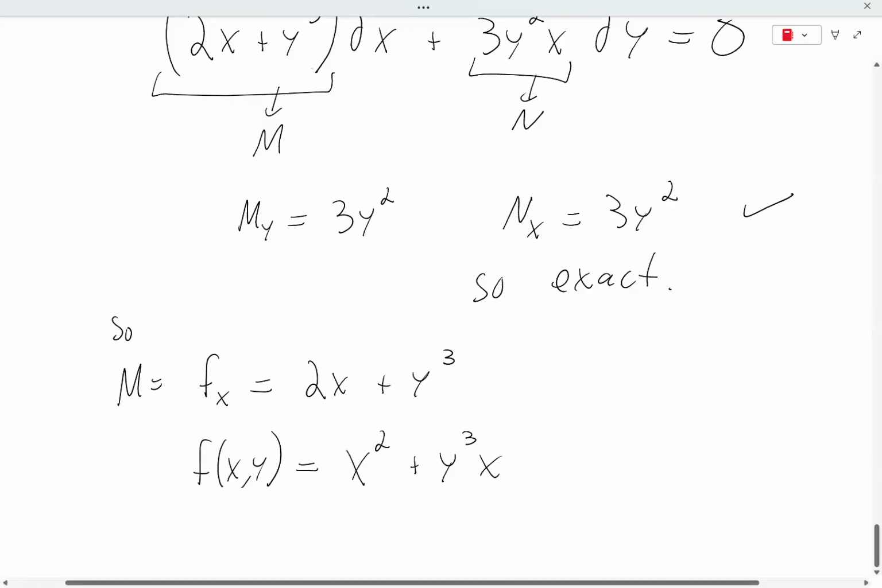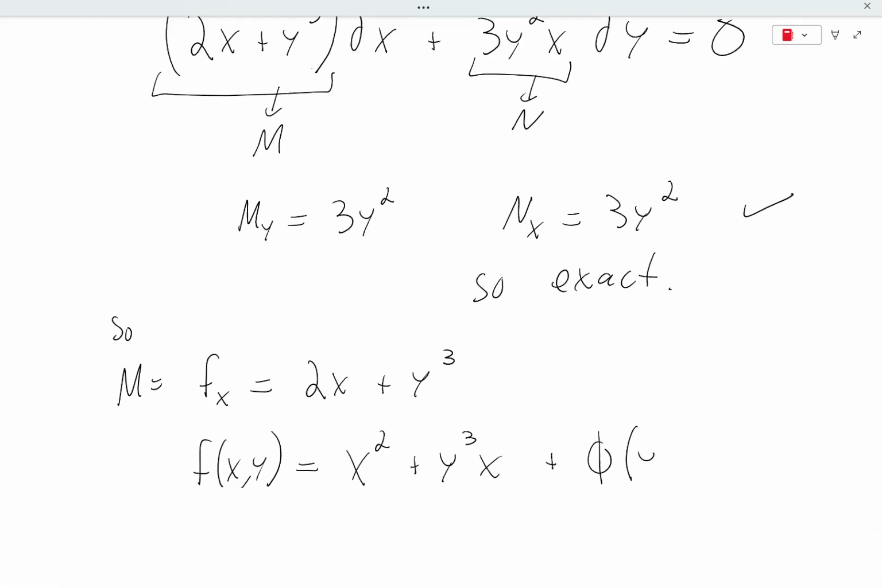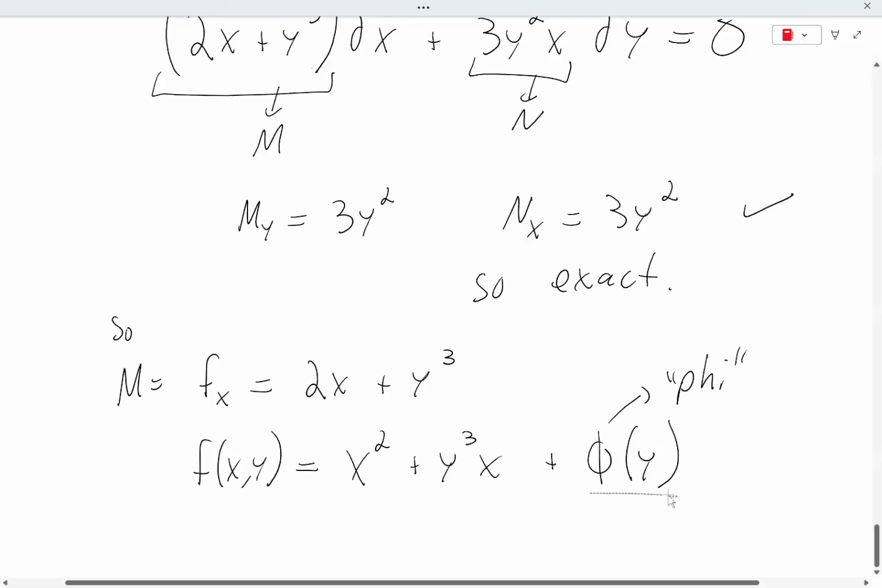Now, here's the next part then. We're looking for f of x, y. Also here, you could have had some other function of y. I'm going to call it phi here. It's a Greek letter like this. So you could have this plus some function of y, because what if I took the partial with respect to x here? I'd get 2x plus y cubed. What would happen to this if I take the partial with respect to x? That would drop off, right? I could have some function of y over here, and it would have dropped off.